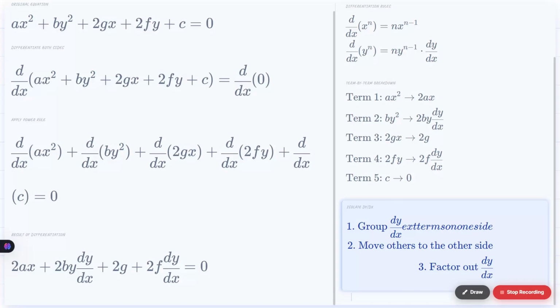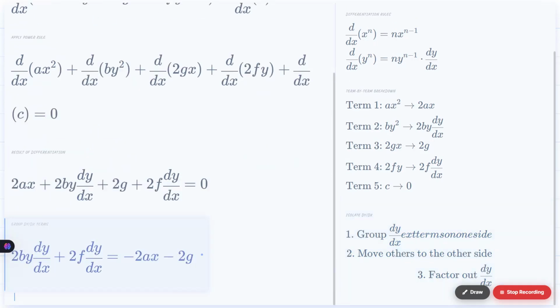We plan to group the dy/dx terms together and move the other parts to the other side. We do this to get dy/dx by itself. We will use math rules to move things from one side to the other. We move 2x and 2 to the other side to get 2y times dy/dx plus 2 times dy/dx equals negative 2x minus 2. We do this to put the dy/dx parts on one side. When we move a term to the other side, its sign changes.